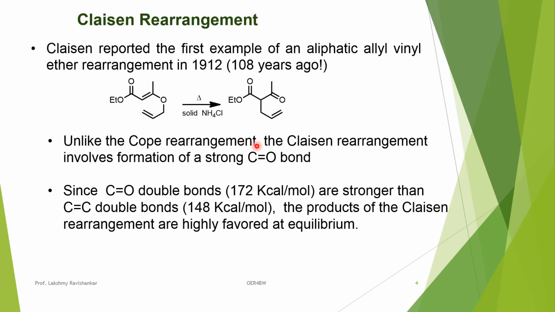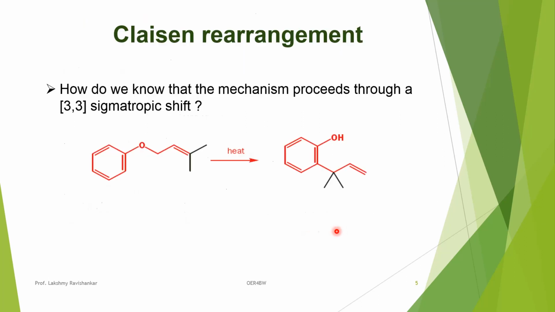Unlike the Cope rearrangement, which only had carbon in its framework, the Claisen rearrangement also has oxygen, and it involves formation of a strong carbonyl bond in the product. And since the carbonyl double bond, C double bond O, is much stronger than the C double bond C, the products of the Claisen rearrangement are highly favored at equilibrium.